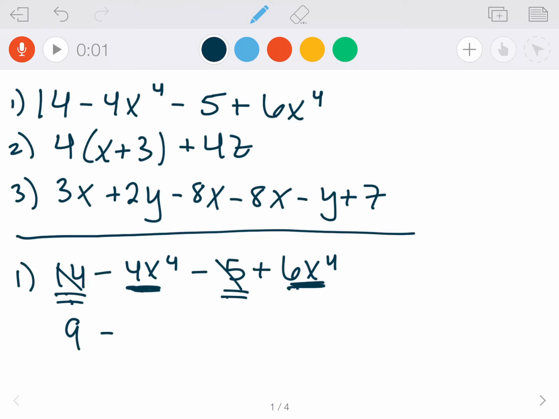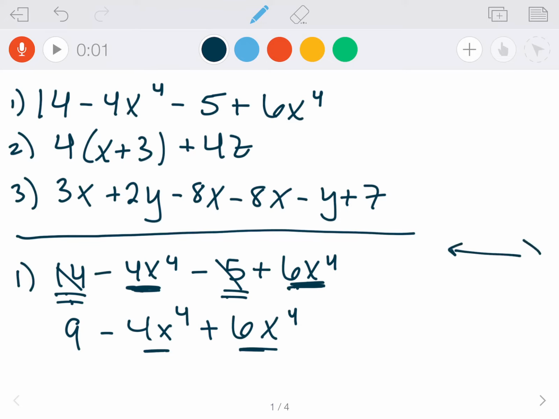So now we have 9 minus 4x to the fourth plus 6x to the fourth. That looks pretty bad, doesn't it? Now we need to combine these two. Now remember, when we're combining like terms, we basically do the operation to the numbers and keep the variable. So in this case, we have negative 4 plus 6. Well, negative 4 plus 6 is 2.